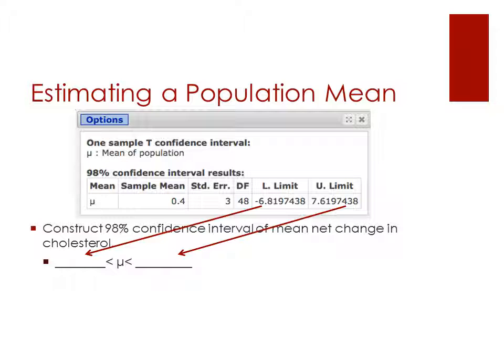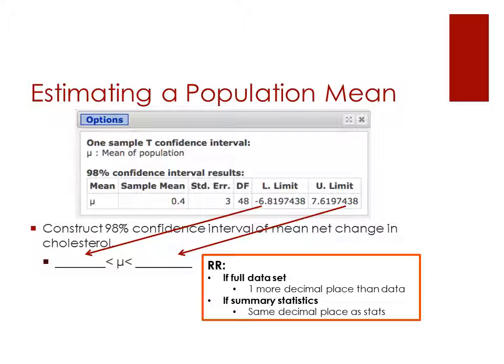Now let's go through and apply this output to solving our problem. We're going to use this information to construct our 98% confidence interval by plugging our lower limit in as the left option, so mu is greater than our lower limit, and mu is less than our upper limit. As we move these numbers over, we need to pay attention to our rounding rule. Remember, if it's a full data set, then we can have one more decimal place in the data. If the problem is solved using summary statistics, we use the same decimal place as the stats.